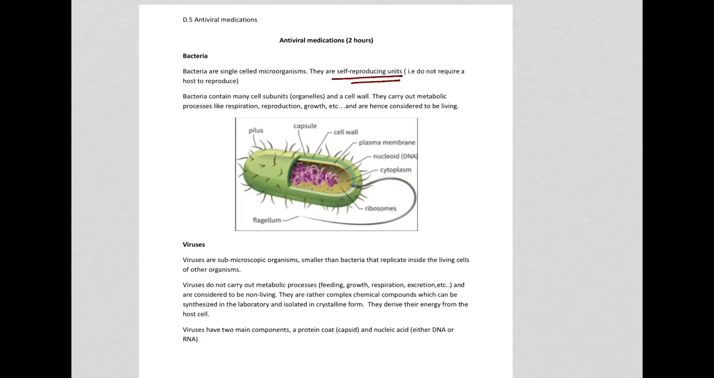They will reproduce by themselves, and inside the bacteria cell you have organelles or subunits. So you have a cell wall, you have DNA, you have a cell membrane, plasma membrane is the cell membrane, you have a cytoplasm, and inside you have organelles, and they will carry out metabolic processes. Metabolic processes include respiration, reproduction, growth, etc. So these metabolic processes mean that bacteria behave as living organisms.